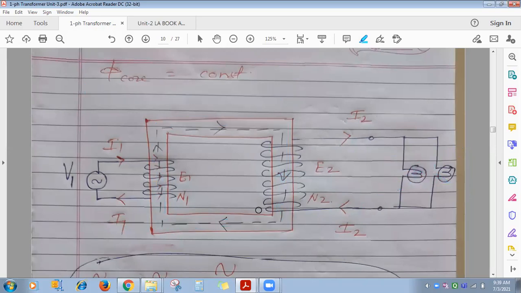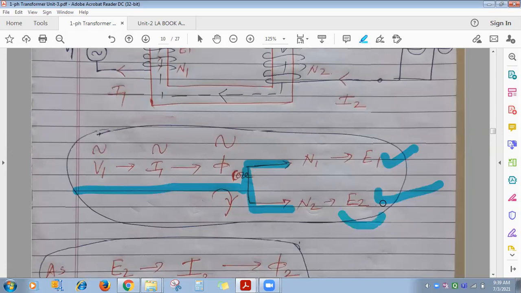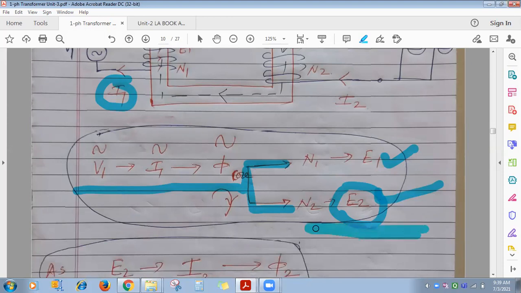Why is it so? See, you apply V1, I1 flows, and flux is produced by the primary winding that flows through the core. This changing flux comes in contact with N1 and N2 turns, and E1 and E2 get induced. Now, up to the point E2 gets induced, whatever flux flows through the core is only because of I1, because no I2 is there, isn't it? Up to this moment, I2 is not there. So whatever flux is flowing is only because of I1, isn't it?